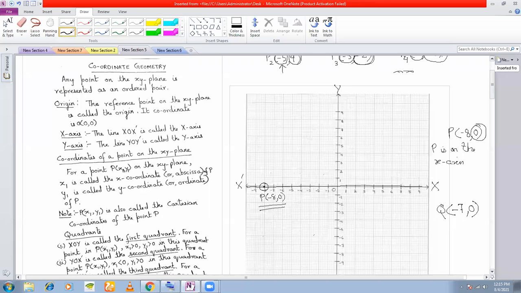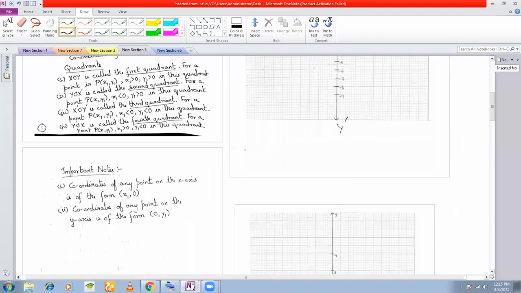X axis. Why? Because you see the Y coordinate is 0. That is why your answer will be, this point will be anywhere on this line. Okay. Anywhere on the X axis. So remember, for any point on the X axis, Y coordinate will be 0. So please note this.